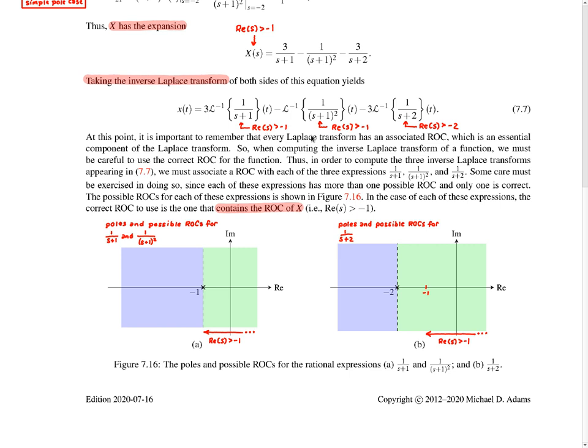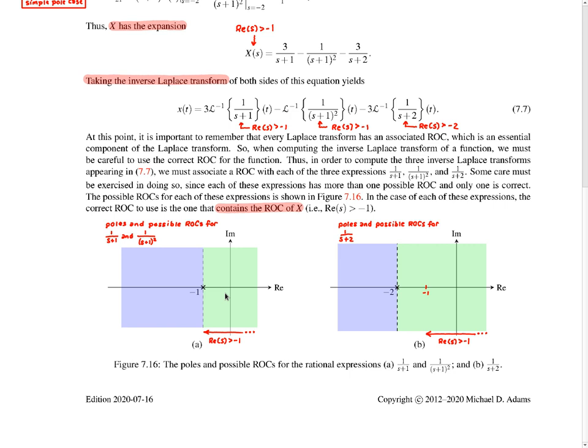Now let's consider the inverse Laplace transform of 1 over s plus 1 squared. 1 over s plus 1 squared is a rational function with a second order pole at minus 1, which corresponds to this pole here. This particular function can converge either to the left of the pole in this purple region, which is a left half plane, or it can converge to the right of the pole in this green shaded region, which corresponds to a right half plane.